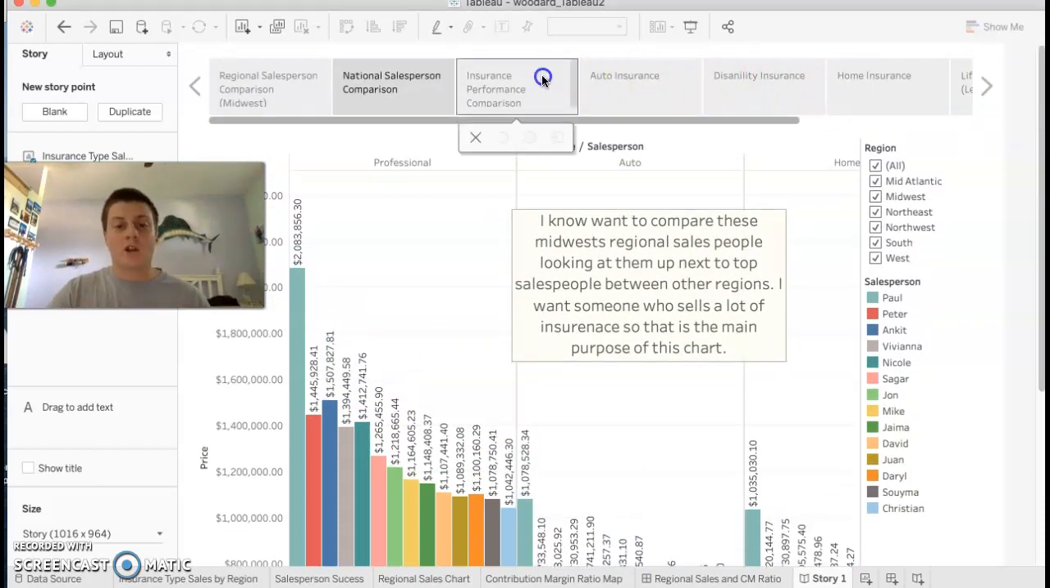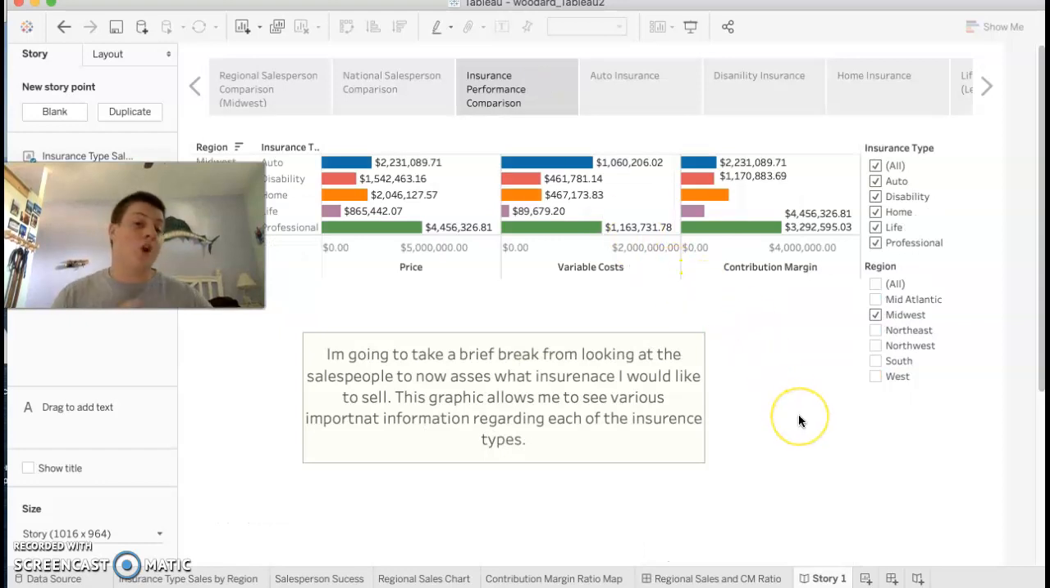And then we're going to look at the insurance graph again. Now we're specifically looking at the Midwest. So we checked off just the Midwest, and these are all the insurance types, as well as factors that affect the profitability of a company. As of now, one of the clear insurances that piques John's interest is professional. There's a high rate of sales with a manageable variable cost and a pretty good contribution margin. This means that he's going to be able to swing a pretty good profit on the insurance that he sells.